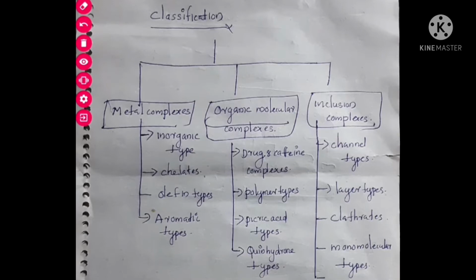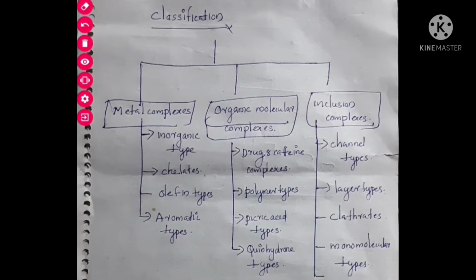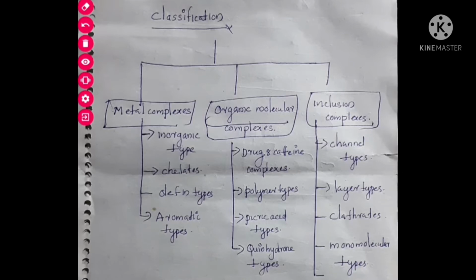Now let's see the classification of complexes. Here you can see the major types of complexes. The first one is metal complexes, the second one is organic molecular complexes, and the third one is inclusion complexes.